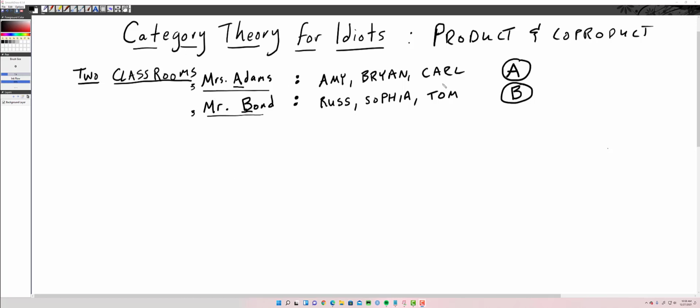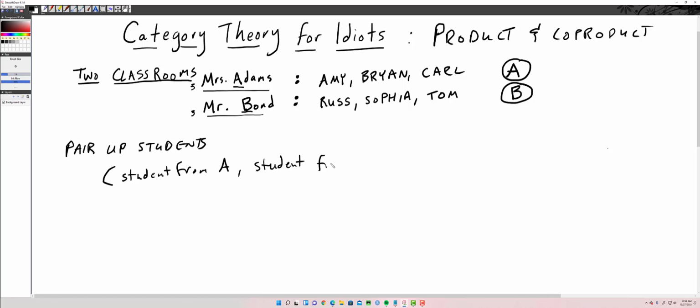So again, we've got class A here, and we've got class B here. You're the principal, and both of these classes are going to be going on a field trip, okay? And you want the teachers to pair up students like this. You want a student from A and a student from B. And this is going to be what our pairs look like. Okay?